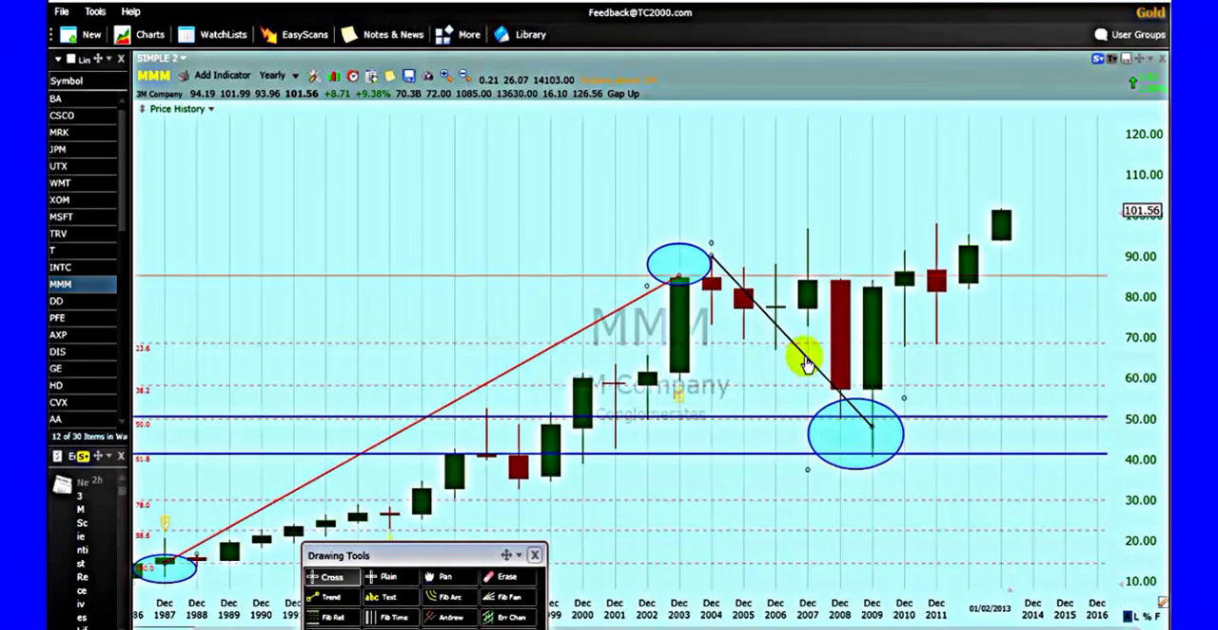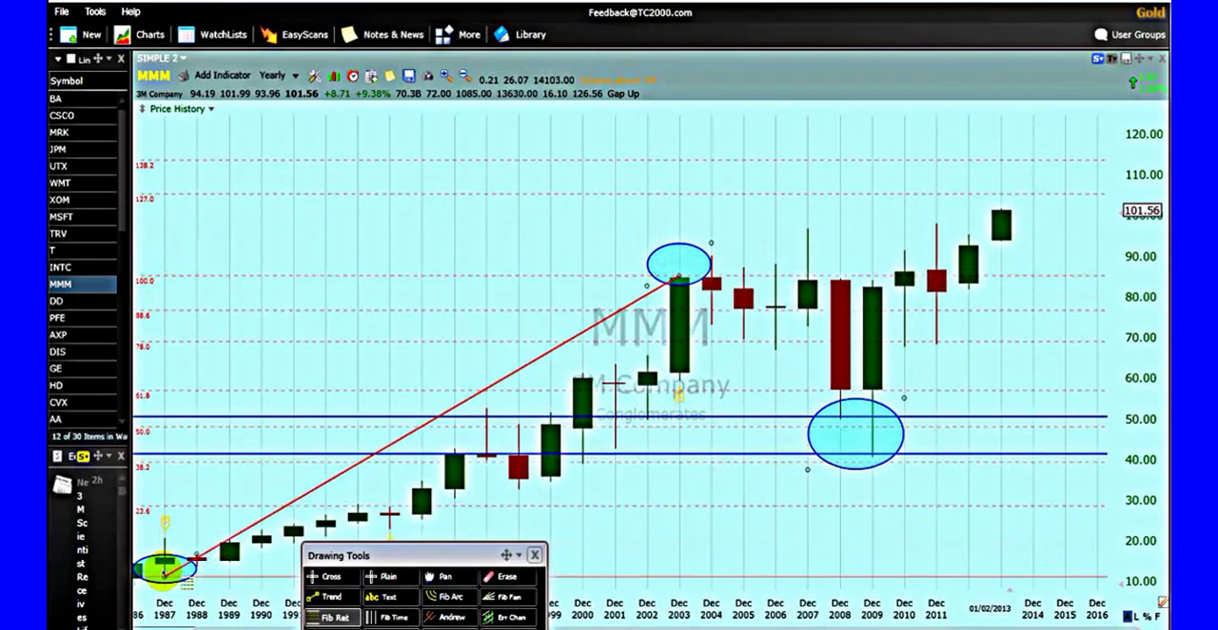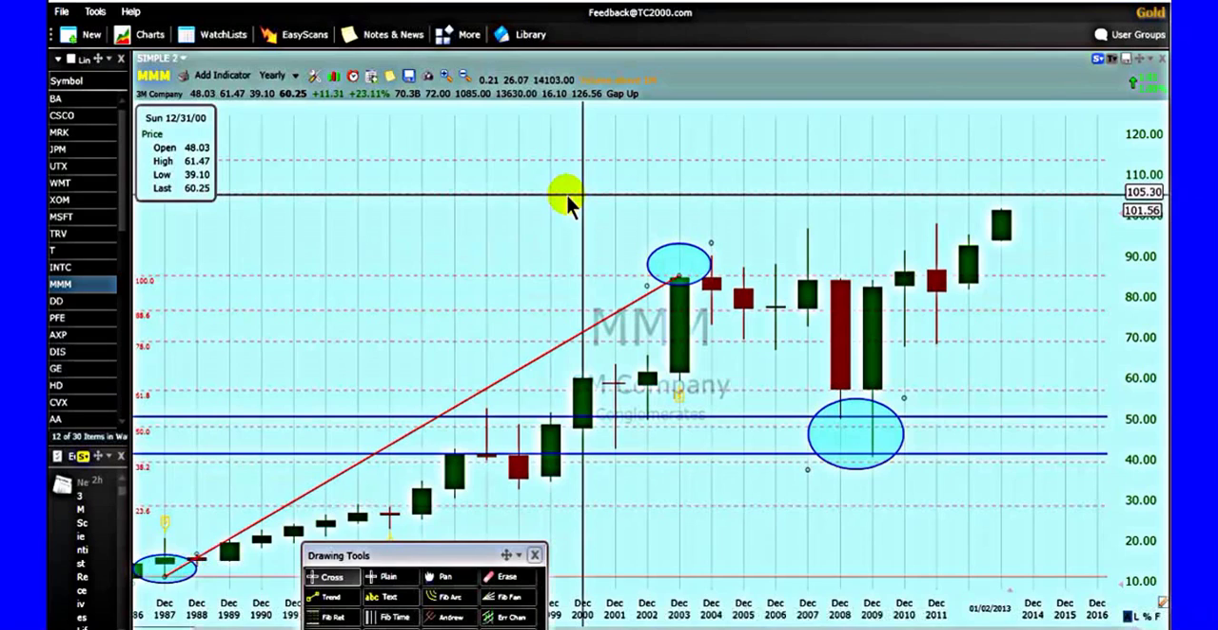So let me remove some of my lines. I won't remove all of them. I leave my 50%, 61.8 there. I want to now use the Fibonacci extensions. So my 127 projection, we are approaching it now for this 3M stock, an American stock, in the zone of 105.